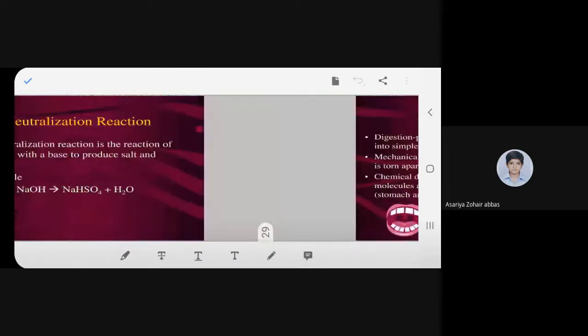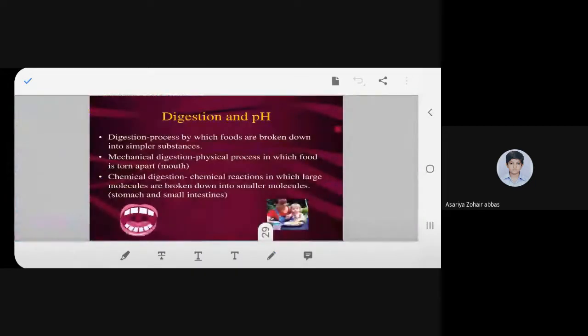This type of neutralization. You don't have to remember all these things. I'm just showing you as extra information, so that you will understand it in a better format.